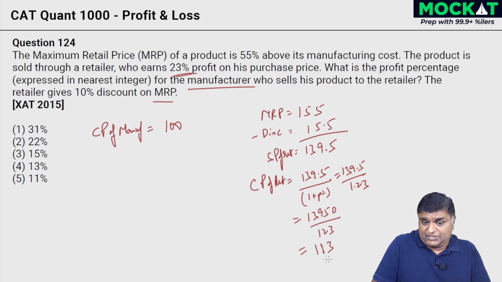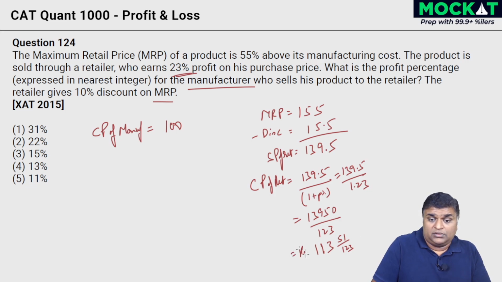420, 3 times this is 369, 420. If you subtract 369, you're going to be left with 51. 113, 51 by 123 might be, I think it's correct. Yeah. This is basically in rupees terms.